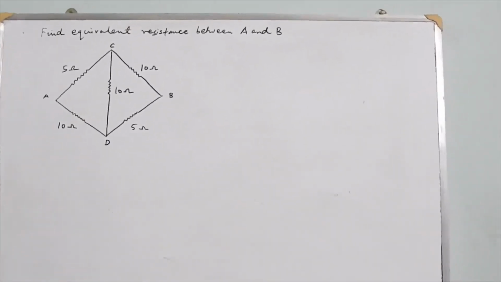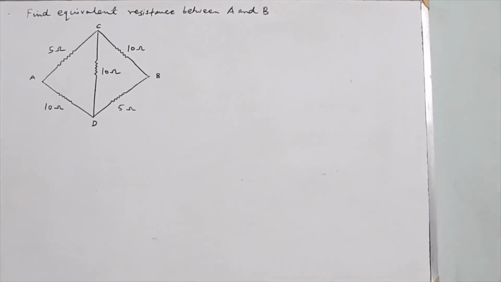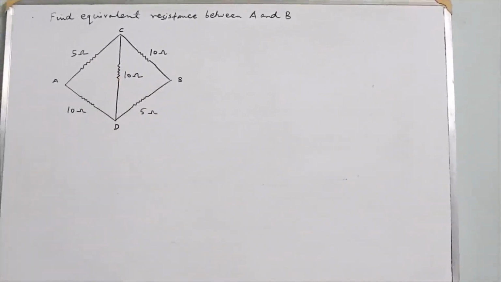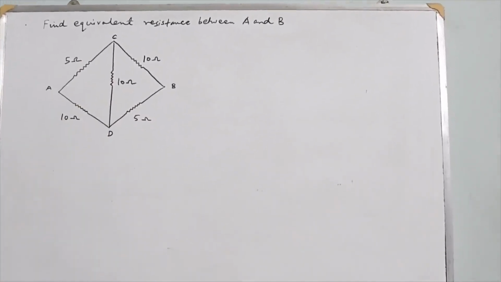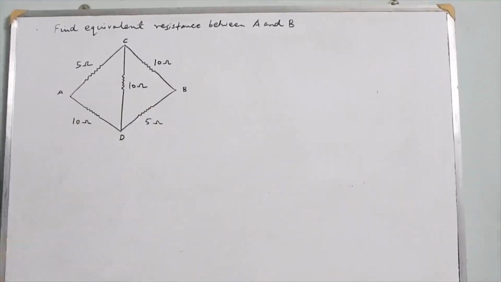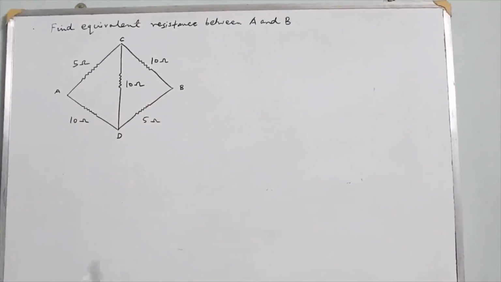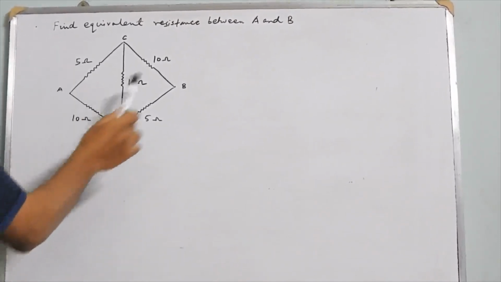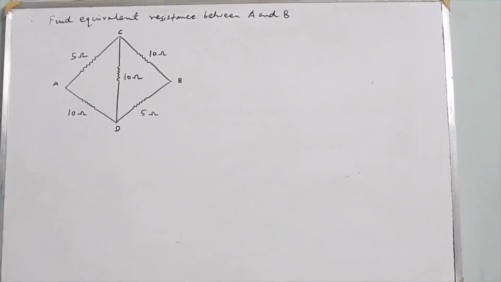Let us now look at another problem, which is an unbalanced Wheatstone bridge. Now it is required to find the equivalent resistance between the points A and B, and if you observe the diagram, it is an unbalanced Wheatstone bridge, because 5 by 10 is half and 10 by 5 is 2. So the ratio R1 by R2 equal to R3 by R4 does not match here, or you can say 5 by 10 is never 10 by 5. So this is an unbalanced Wheatstone bridge.